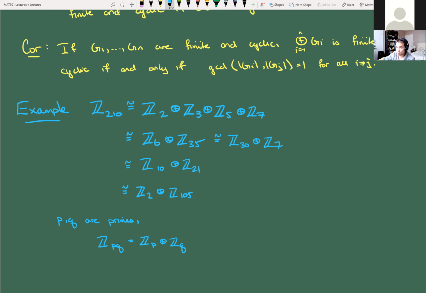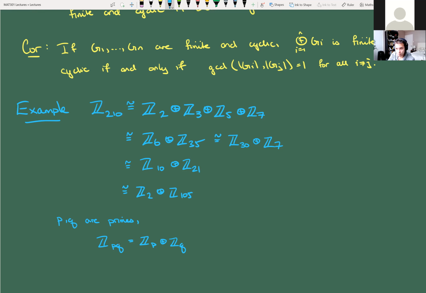Now you can't take any powers of those primes, right? Because we know, for example, that Z2 plus Z2 is not isomorphic to Z4, right? The Klein four-group is not cyclic. So the moment you have powers of primes in your prime factorization, you're in trouble. But if you can factor your number into a distinct product of primes, boom, you're immediately done.